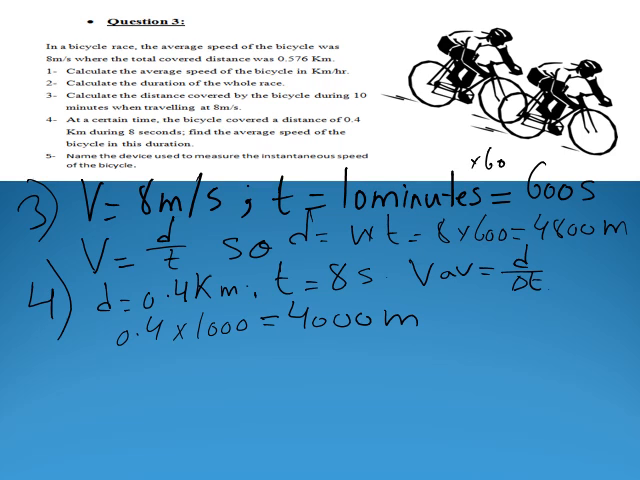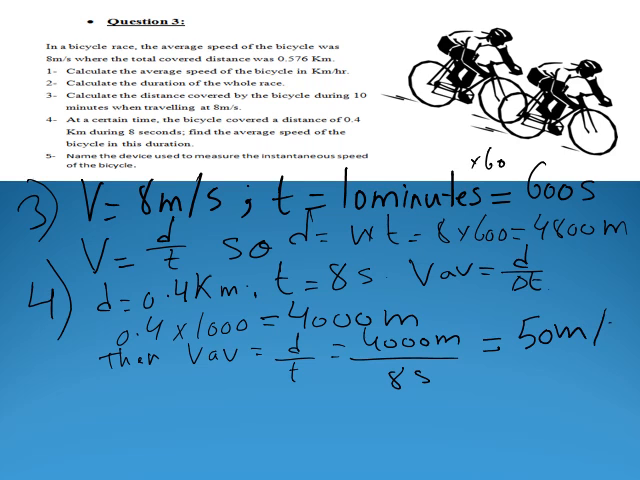Then V average is equal to D over T, so it's equal to 400 meters over 8 seconds, which is equal to 50 meters per second. You have to be careful with these units, okay? You have to use meters and seconds, or either kilometers, in which case the time should be converted into hours.